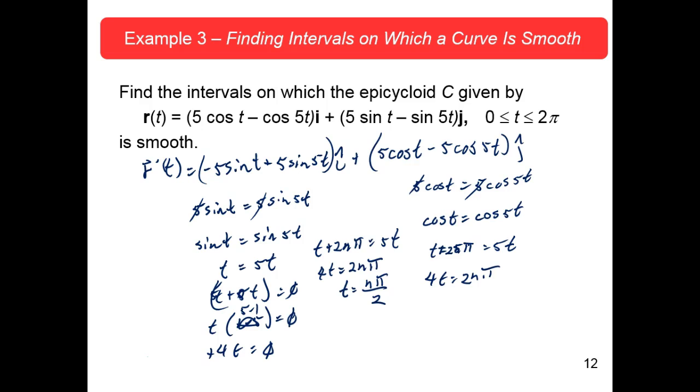Now, you're only going from 0 to 2 pi, so t has to be only there. So that would be t equals 0, pi halves, pi, and 3 halves pi, and 2 pi. So those would be the ones, but the 0 and 2 pi are the same.